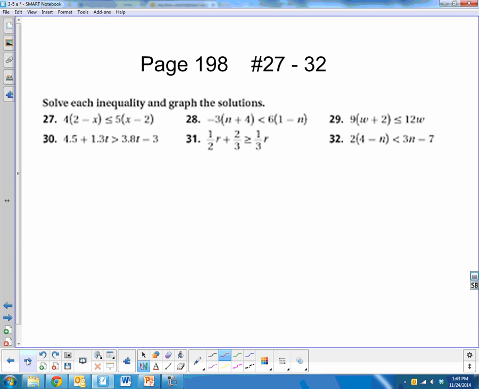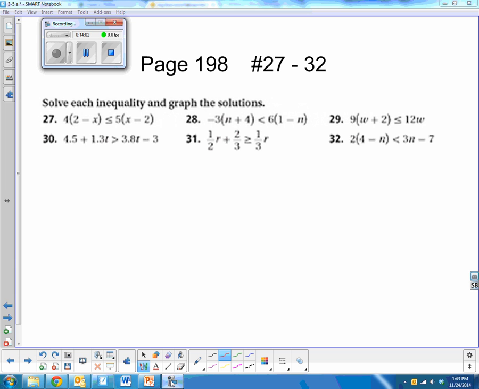So these are kind of blurry, but I want you to solve each inequality and graph the solutions. This is page 198, 27 through 32. I printed them here, but it's kind of blurry, so you can certainly use the book for this.